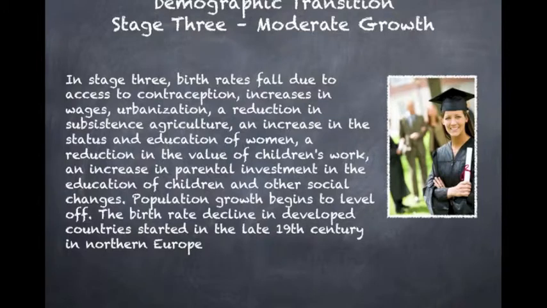And this isn't just necessarily through new uses of contraception, but as education rates go up for women, women begin to see the benefits of having fewer children, especially when the children you have will survive to adulthood in all likelihood. So population growth will begin to level off in this stage 3 of moderate growth. And you'll begin to see birth rates declining in developed nations, starting in the late 19th century, which is the 1800s, in Europe. In other parts of the world, though, some nations haven't even moved out of stage 1 yet. Most are roughly in stage 2.